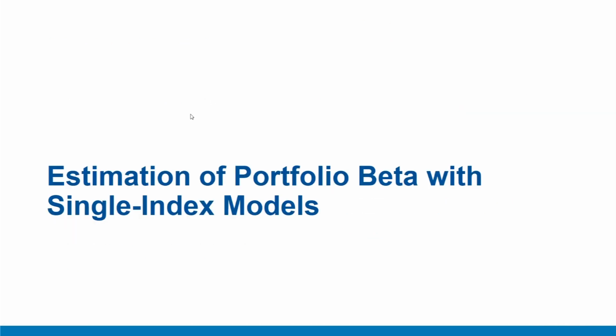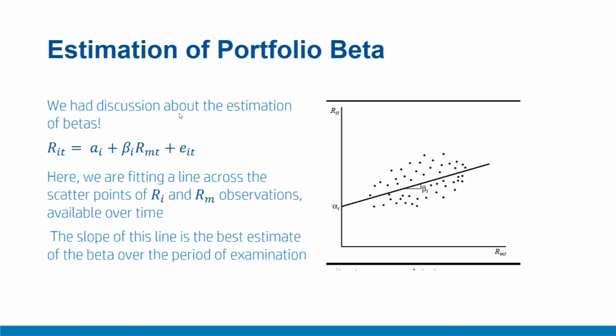Estimation of portfolio beta with single index models. The discussion on single index model makes it amply clear that one needs to estimate beta. One of the simple and most commonly employed methods relies on the estimation of historical betas. Here we make use of this very simple index model, Rit equal to alpha i plus beta i times Rmt plus Eit, and we try to fit this regression model.